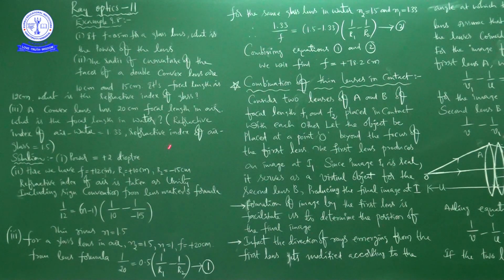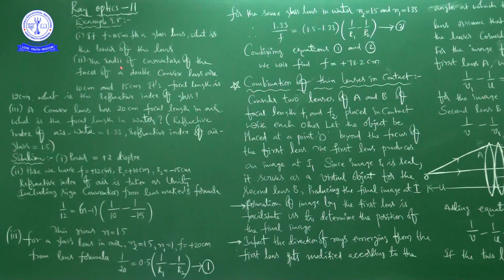Okay, right. So first we will see the example problem. I will read the problem first. Try to understand the problem. See here, if small f is equal to 0.5 meters for a glass lens, what is the power of the lens? Next, second one, three things are there to calculate or to find. So first one is over.